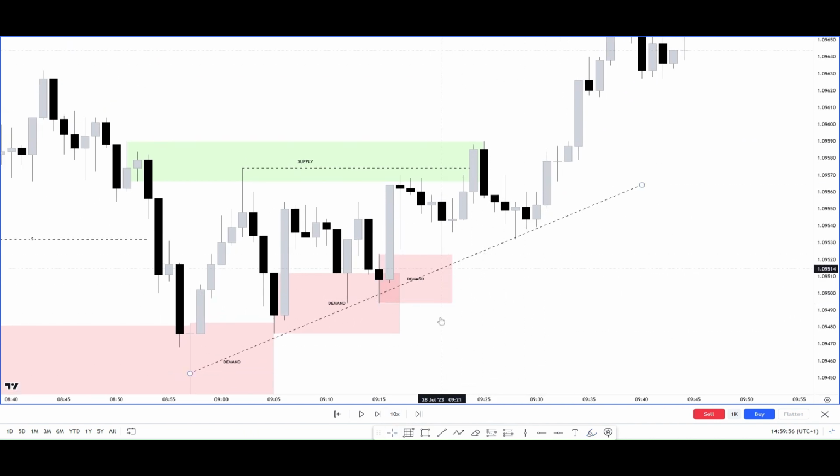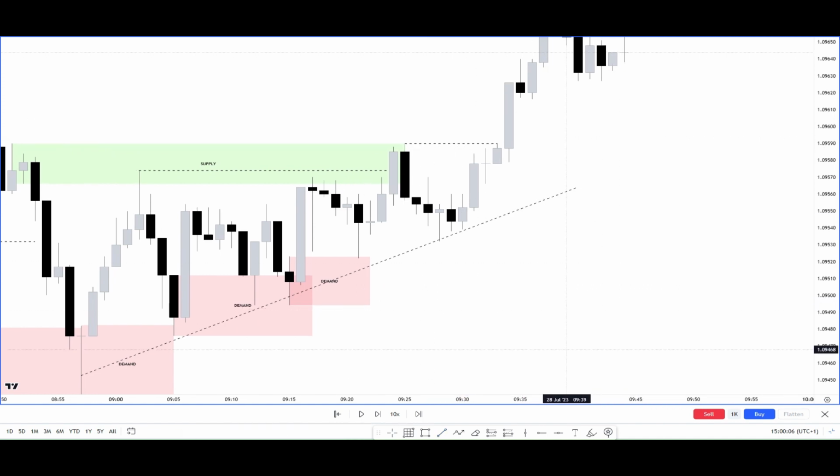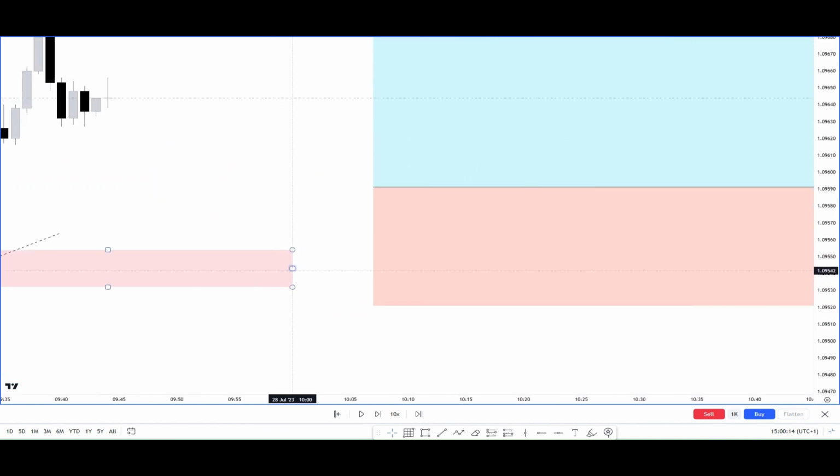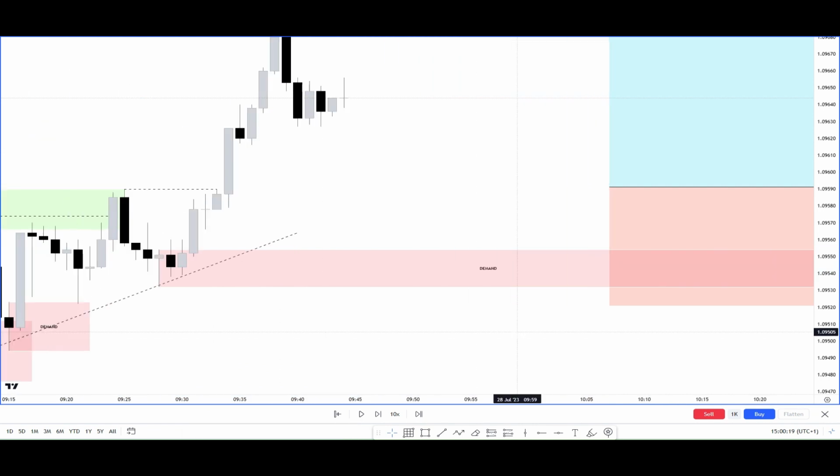So we tapped that. So we then broke the overall minor structure. And then again, we kept breaking structure from this point in. So my next point of interest was this area here, which is the last sell to buy area. So if we sweep that all the way across, let's drop demand on it.